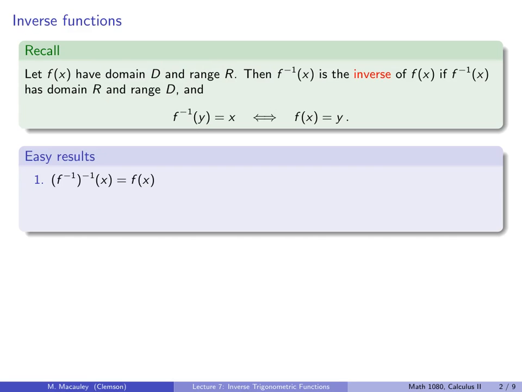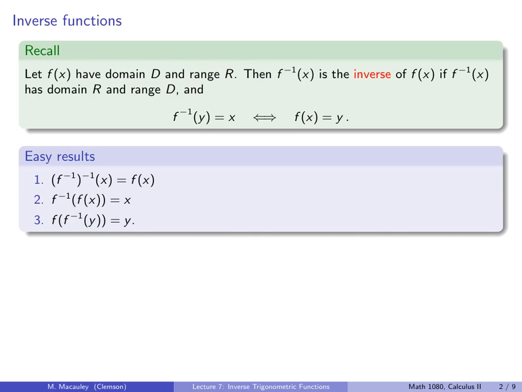So a few easy results. The inverse function of the inverse function is the function itself. And also, if you apply the function and then the inverse, you get back x, what you started with. Or, if you first apply the inverse function and then f, you get back what you started with. It's just now it's y, because it's in the range.